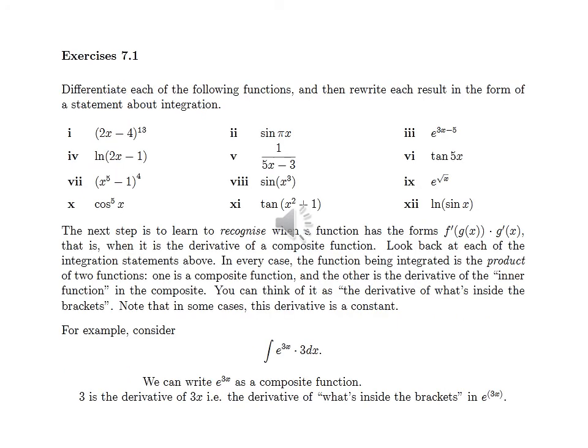Exercise 7.1. Differentiate each of the following functions and then rewrite each result in terms of a statement about integration: (2x minus 4) to the power 13, sine x, e to the power 3x minus 5, ln 2x minus 1, 1 over 5x minus 3, tan 5x, (x to the power 5 minus 1) to the power 4, sine x to the power 3, e to the power square root of x, cosine to the power 3x, tan x, (x to the power 2 plus 1), ln sine x.